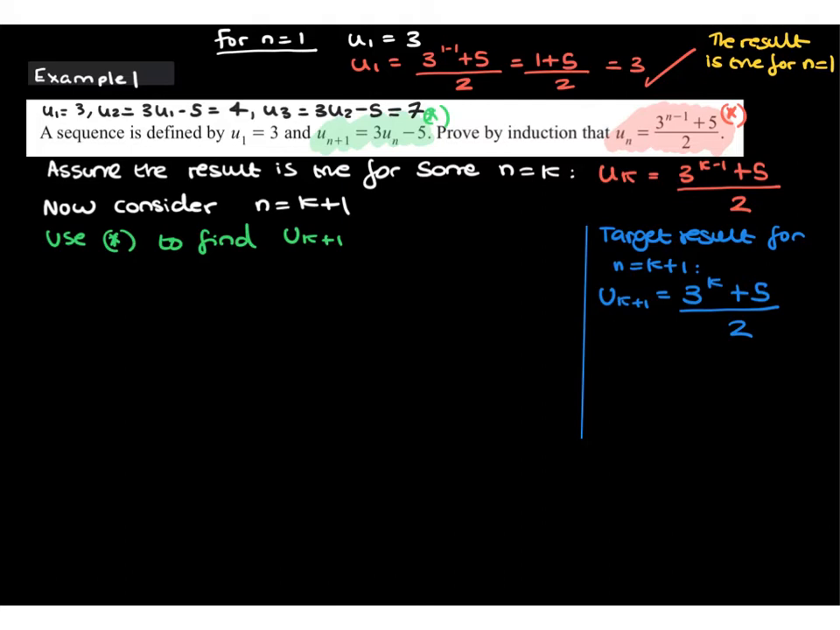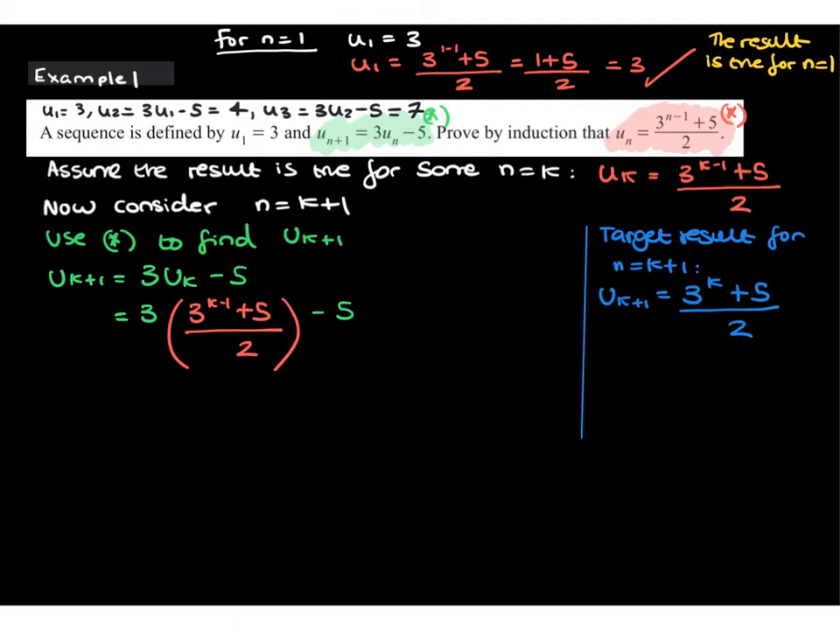So let's go back here, and we're going to use our recurrence relation to find u_(k+1), which is equal to 3 lots of u_k minus 5, which is 3 lots of our red result, (3 to the k minus 1, plus 5) all over 2, minus 5 there.